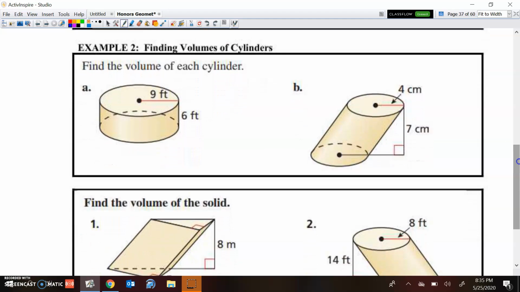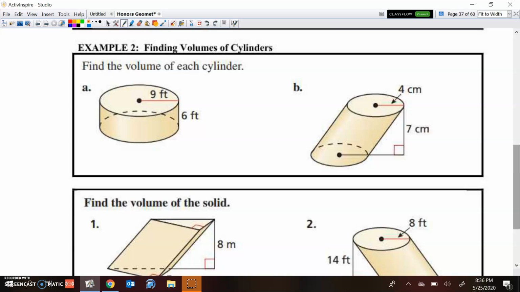So here they want us to find the volume of each cylinder. Now they don't tell us whether to leave our answer in terms of pi or to round it. So what I'm going to do is both. I'm going to leave my answer in terms of pi and show you what that would look like, and then the last step is we'll multiply it to figure out what it would be rounded.